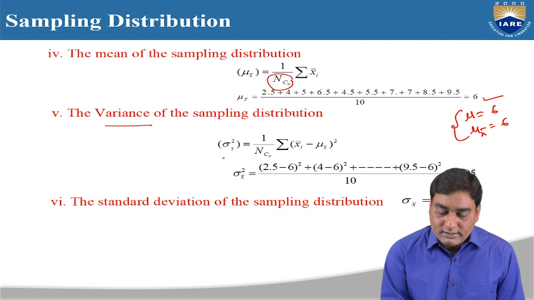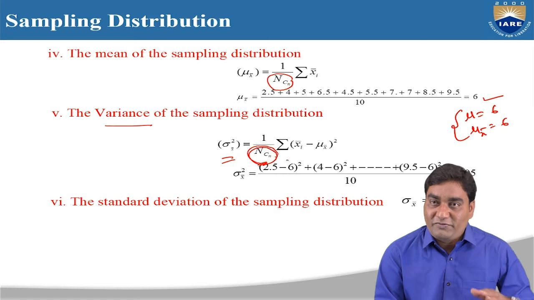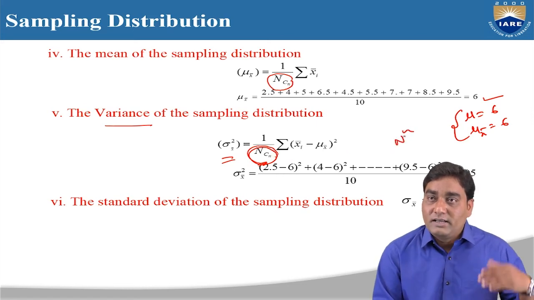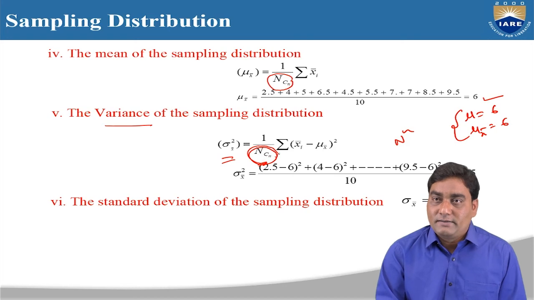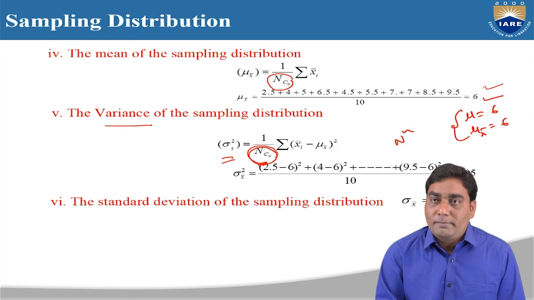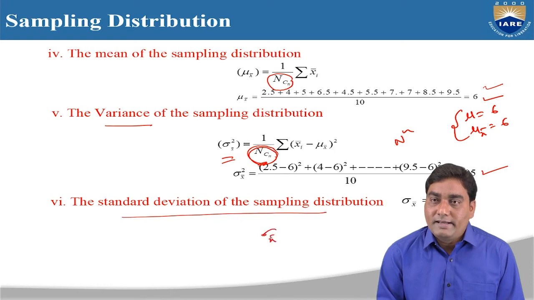And the variance formula: sigma square x bar is 1 by NCn. Here we have taken NCn, whereas in the first problem we took n power n because there we chose the samples with replacement; here we choose the samples without replacement. Sum of (xi bar minus mu x bar) whole square, where mu x bar equals 6: 2.5 minus 6 whole square plus 4 minus 6 whole square and so on, 9.5 minus 6 whole square, by 10. That gives 4.05. So the standard deviation of the sampling distribution, sigma x bar, is the square root of sigma square x bar, the square root of 4.05, which is 2.01.